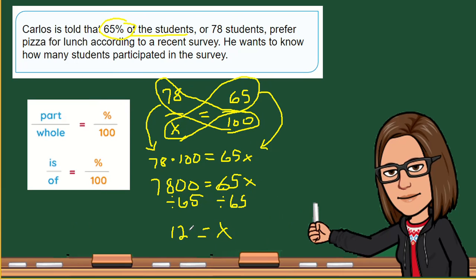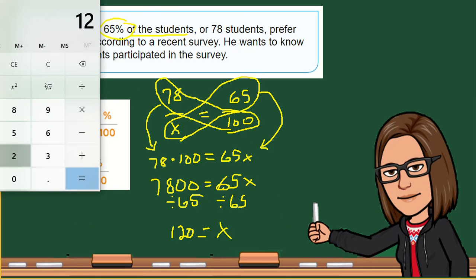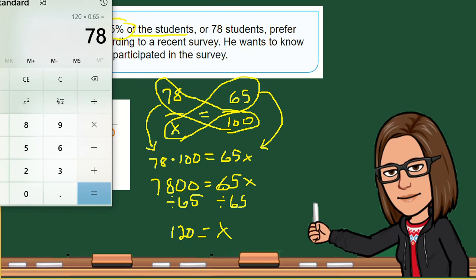And you can check it by saying, okay, if x equals 120, is 65% of 120 equal to 78? It is, because 120 times 0.65 is 78. So that's how you do it if you're missing the whole.